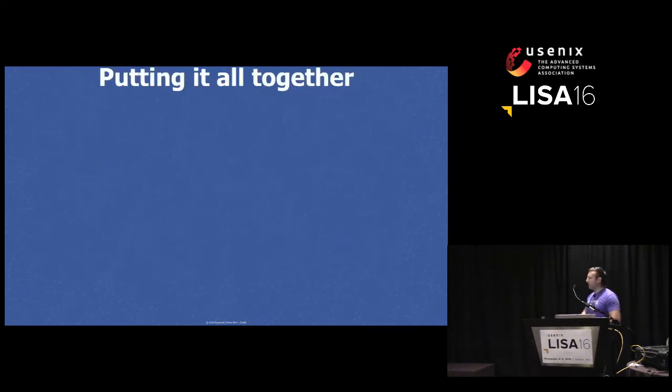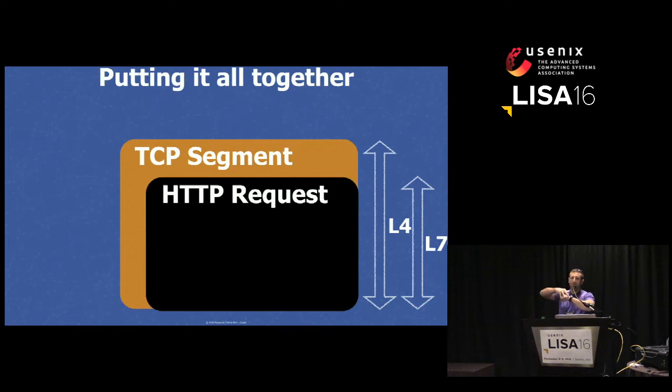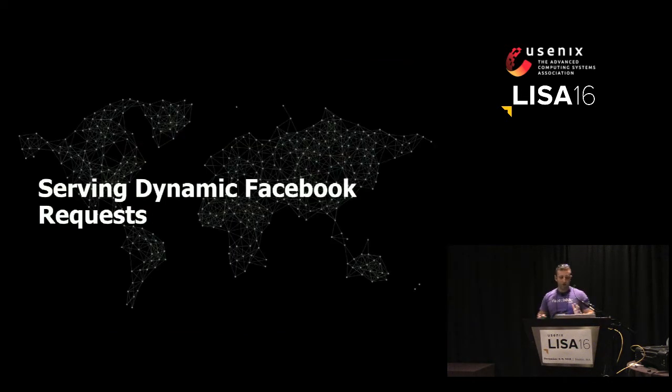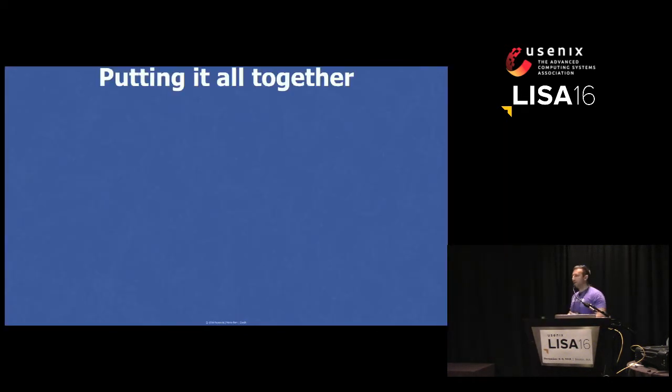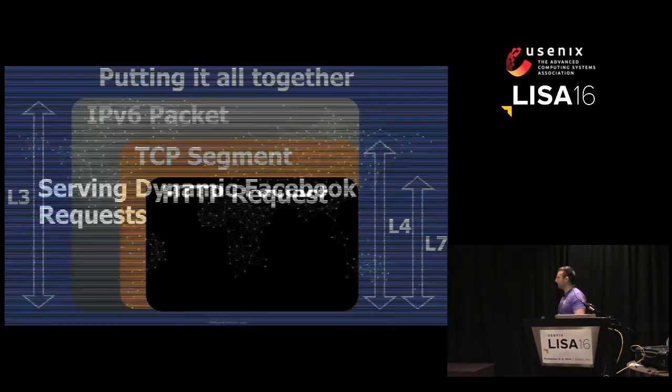So putting it all together, this is how the OSI model works: you have your application layer request, so you have layer 7, and then that is encapsulated in a layer 4 TCP segment. And then that is encapsulated in a layer 3 IP packet. For the rest of the talk, this is how I'll be visualizing a simple request.